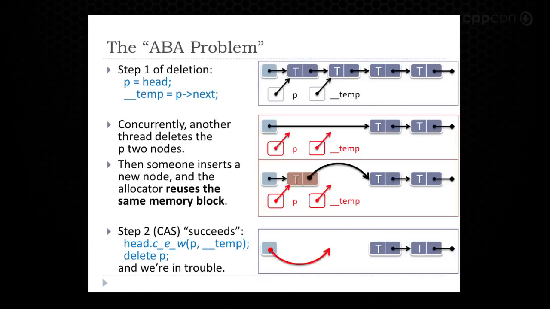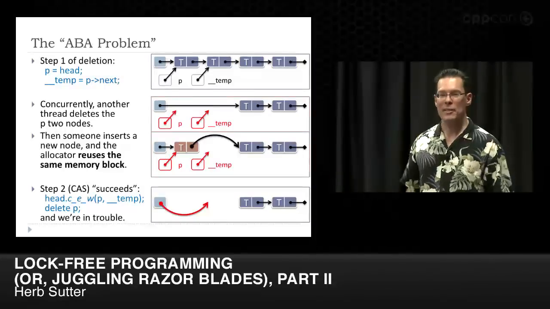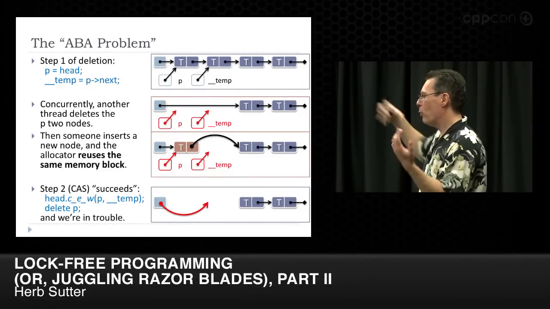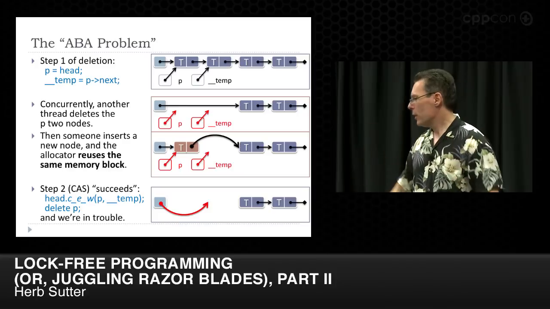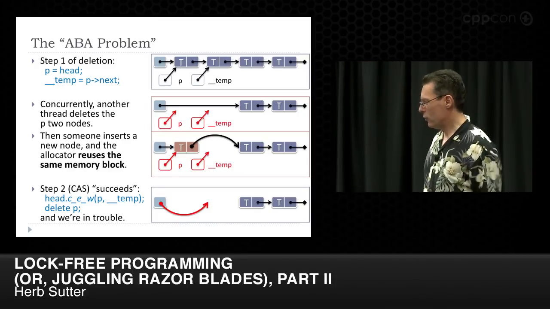And now what's he going to do? He's going to say, compare exchange from expected, which seems to be correct, to something new, which doesn't exist anymore. And now everything just blows up, and everybody has a bad day. Because not only is he pointing off into hyperspace, but nodes don't get deleted. The whole list is orphaned and floating away on the breeze. It's just horrible.